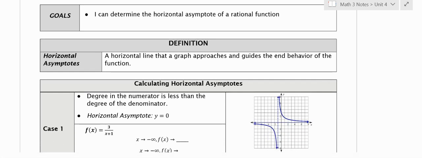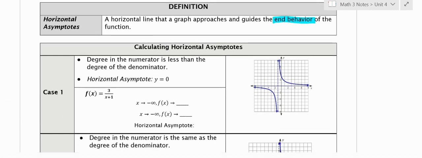A horizontal asymptote is a horizontal line, and it really guides the end behavior of a graph. So we saw end behavior a lot when we talked about polynomials. And so we're using a horizontal asymptote to describe that end behavior now. So instead of going to positive or negative infinity like it did for polynomials, some of these are now going to start to approach a value when you go all the way to the left or all the way to the right. So we're going to have a couple different cases here that we're going to see.